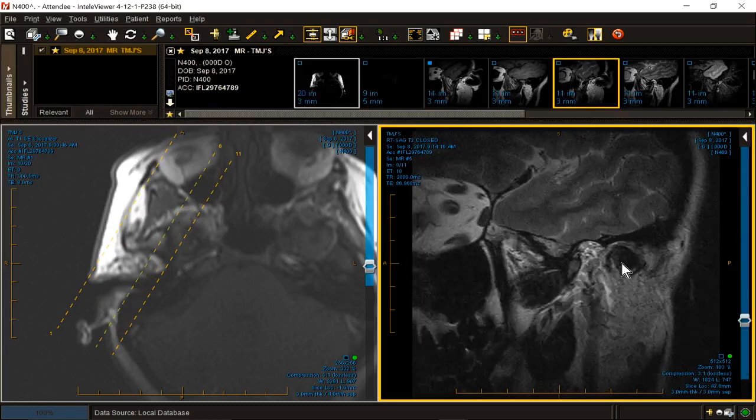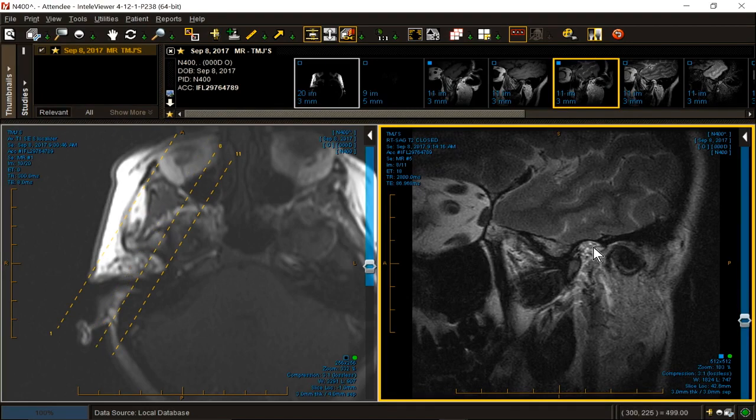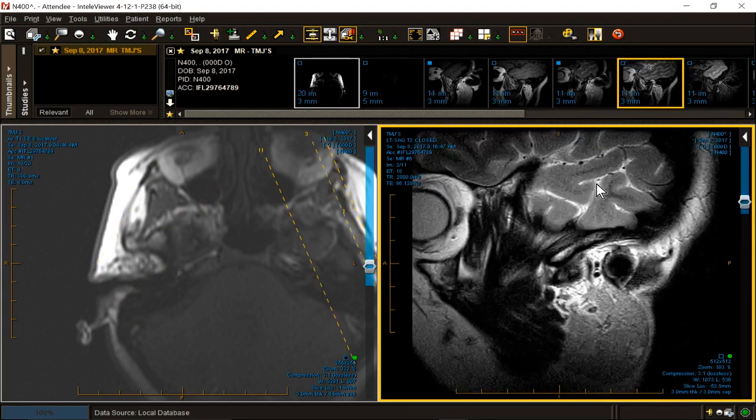So closed mouth view T2, no effusion on the right. Still a displaced meniscus, and look at the attachments. Squiggly, wiggly, not straight, not connected. These attachments are degenerated and torn on the good side, or the better side. Let's go to the opposite side.